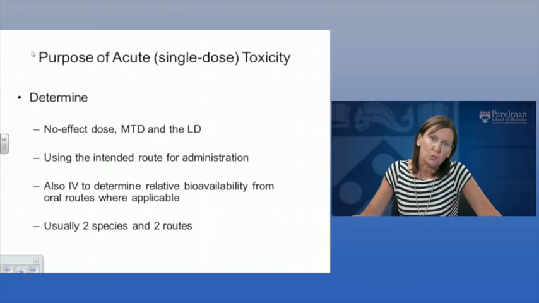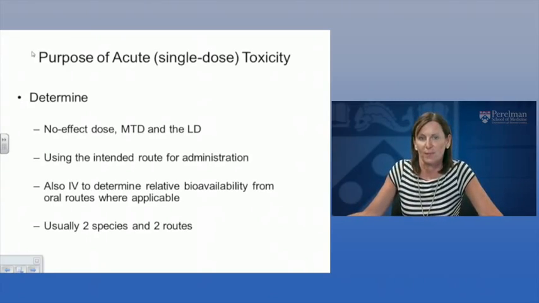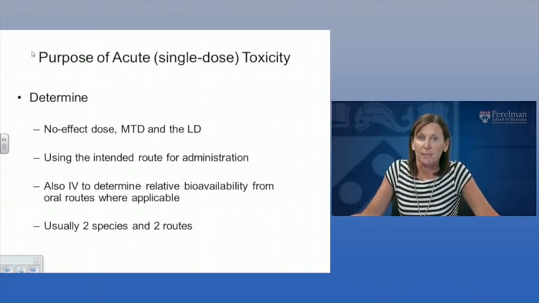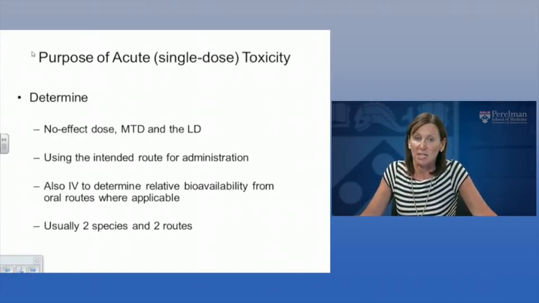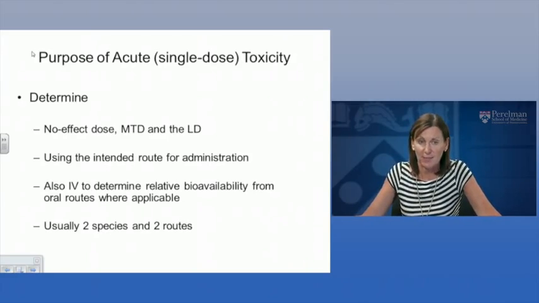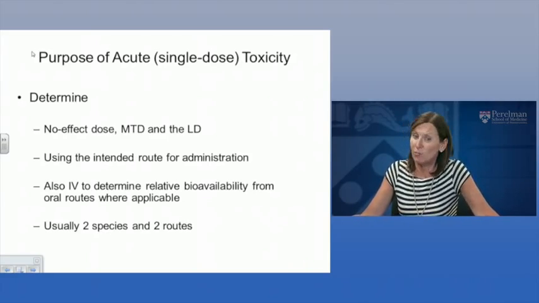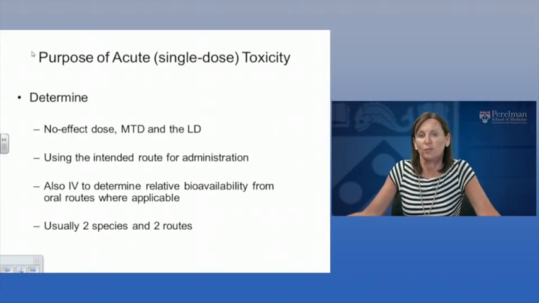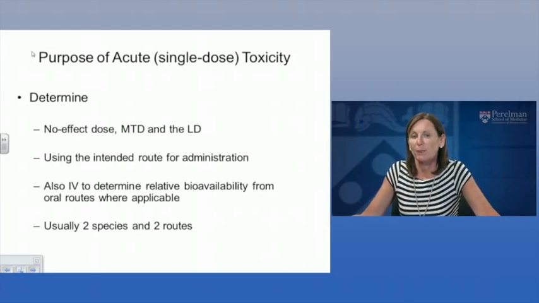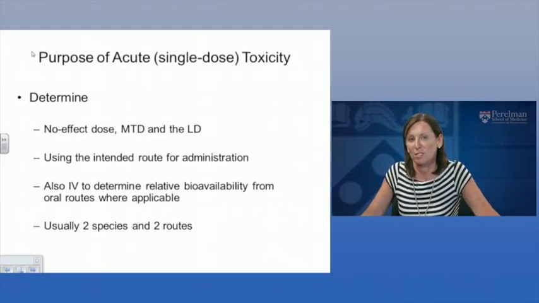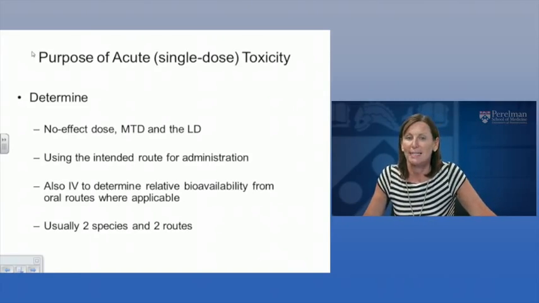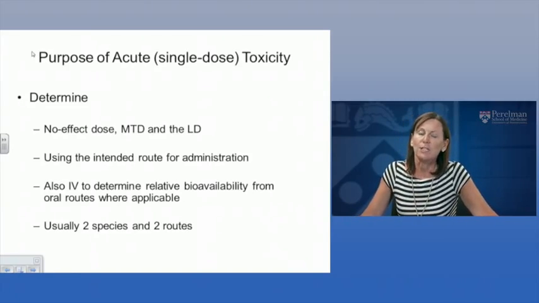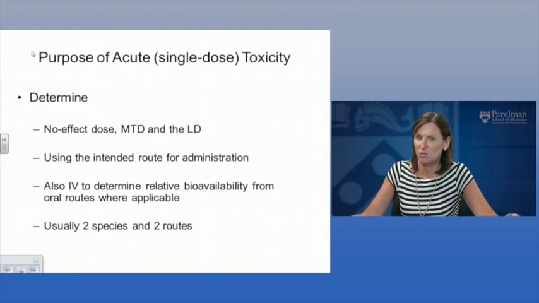We also use the acute toxicity studies to study the intended route of administration. Typically, the acute toxicity studies are conducted in two different species, commonly a rodent species and a rabbit or a dog, and two different routes of administration. The primary reason for the two different routes is that, in order to calculate the bioavailability, you need the comparison of the IV administration route.